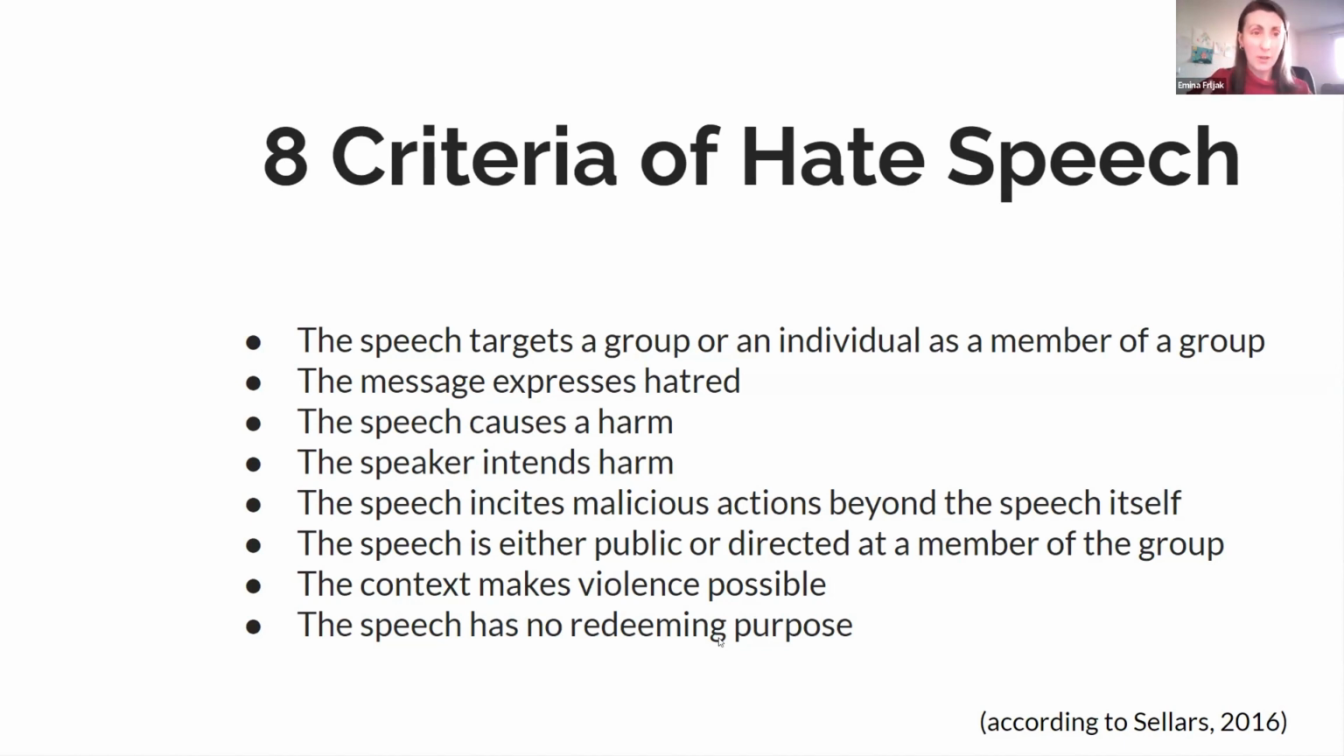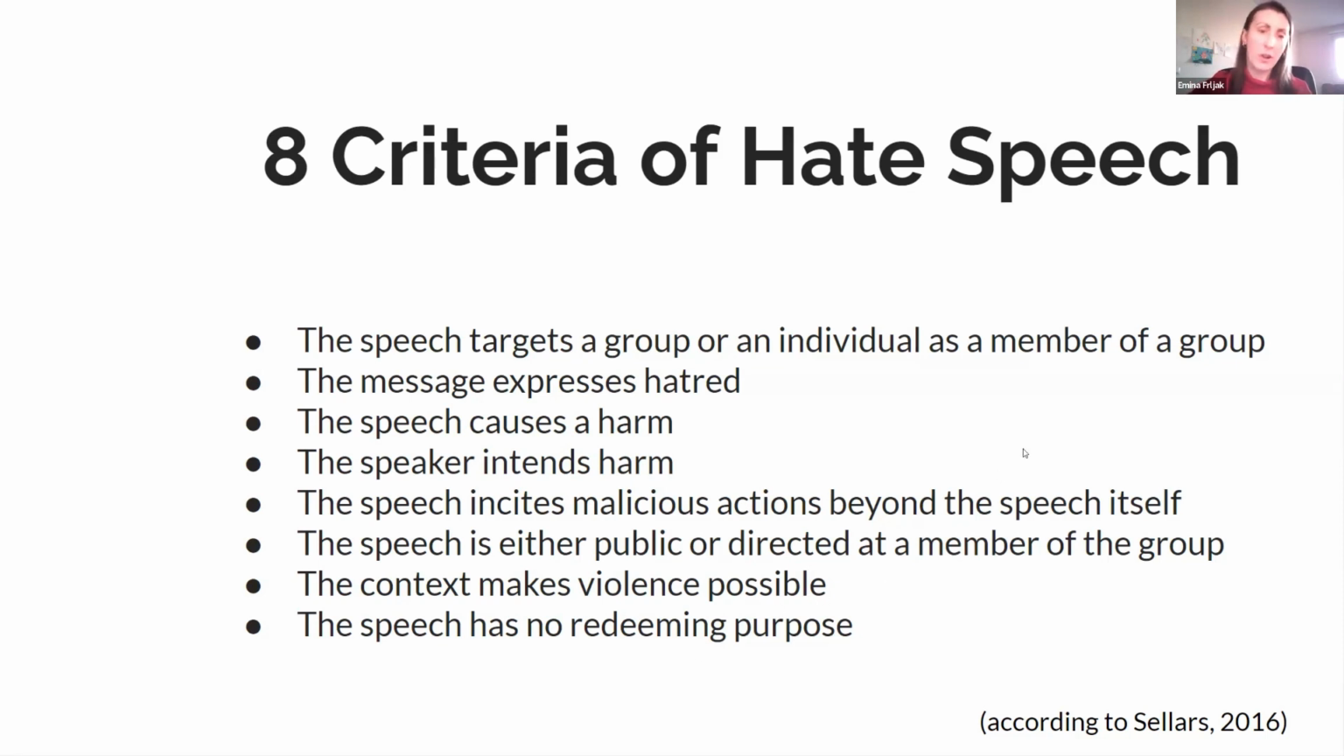The message is expressing hatred. You have to ask yourself, is there a purpose for this message except the hatred that it is expressing? Then the speech causes harm, but don't think of the harm, as I told you, only physically. Think also of the psychological harm that hate speech can have, and the harm on the whole community, not just on the specific target. Also think, is it public or directed at a member of the group? Most of the hate speech definitions, and most of the people who deal with hate speech academically or legally, require that the hate speech is public so that it has an audience, because the audience is the one that is going to react at some point. If somebody says kill all the members of this group, there has to be an audience that is going to listen to this message and try to act according to it.